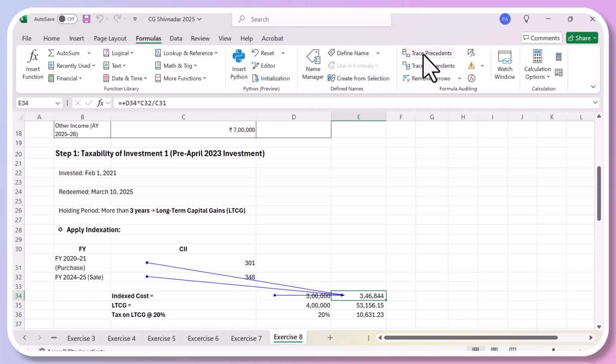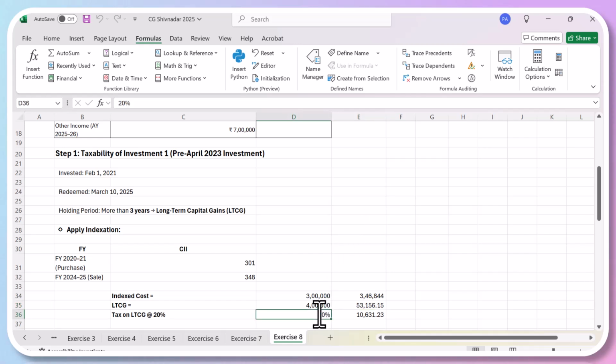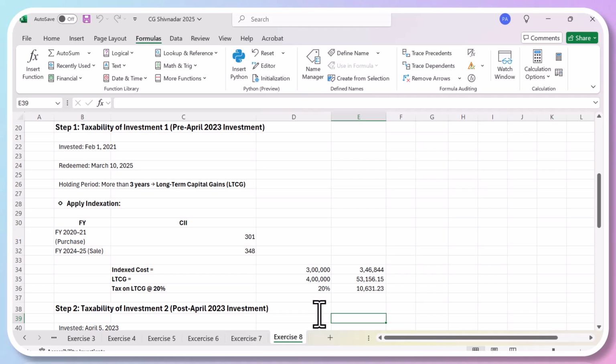So any profit over and above 3 lakh 46,844 will be treated as capital gains. So that means you sold it at 4 lakhs against the indexed cost of 346. The difference is 53,000. So your capital gain will be only 53,000. Okay. And you have to pay 20% tax as capital gain tax, which is 10,631. Okay. Fine. So now we come to investment number two.